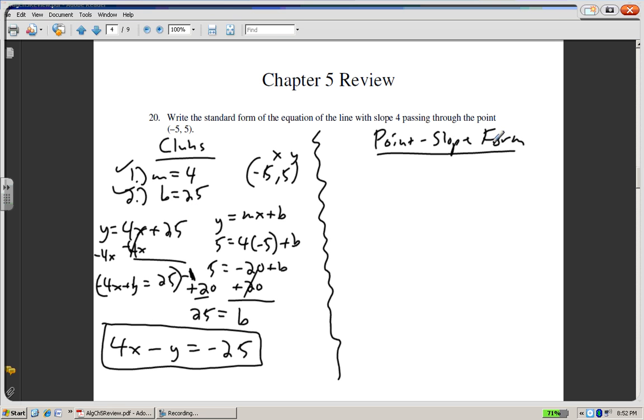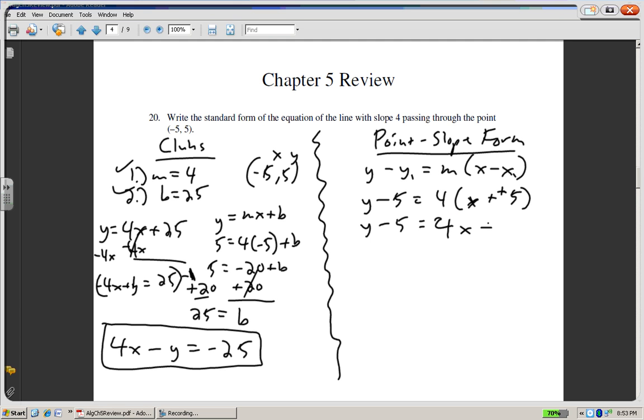The other way is to start with point-slope form. Remember, y minus y1 equals m times x minus x1. Well, y minus 5 equals m, which is 4, times x minus negative 5. Keep, change, change. Remember, 2 easy steps to be able to get my slope-intercept form. Distribute, and add 5. So y equals 4x plus 25.